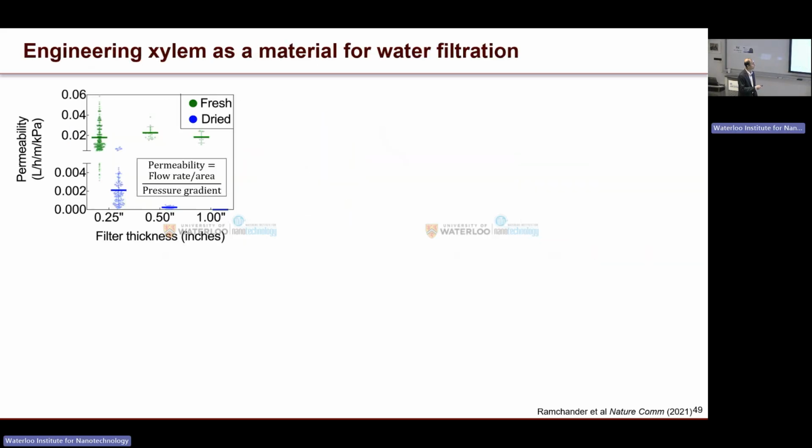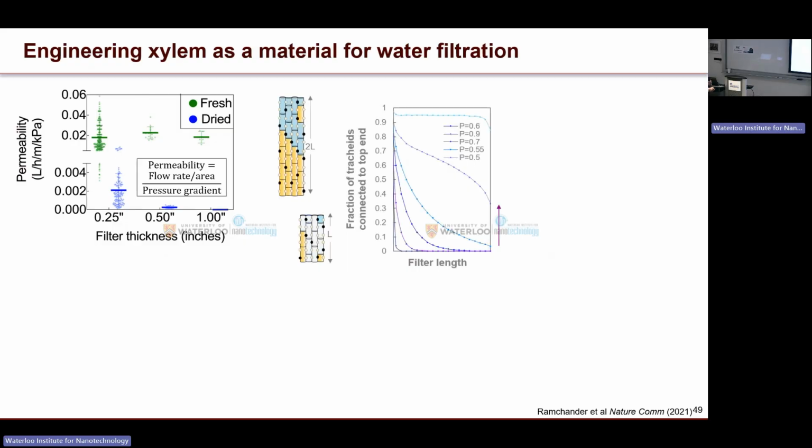So what we did then was, okay, people haven't looked at this as a material for water filtration from an engineering perspective. So what are the flow rates? If you dry it, we found that the permeability just drops down very dramatically. So quarter inch, you get quite a bit of permeability when it's dried, but it's still much lower than what happens if it's fresh. So when you dry it, permeability drops, and if it's thicker, you get no flow. So now, of course, that's an issue because you can't dry it, and we are able to trace this behavior to percolation networks inside the xylem tissue.